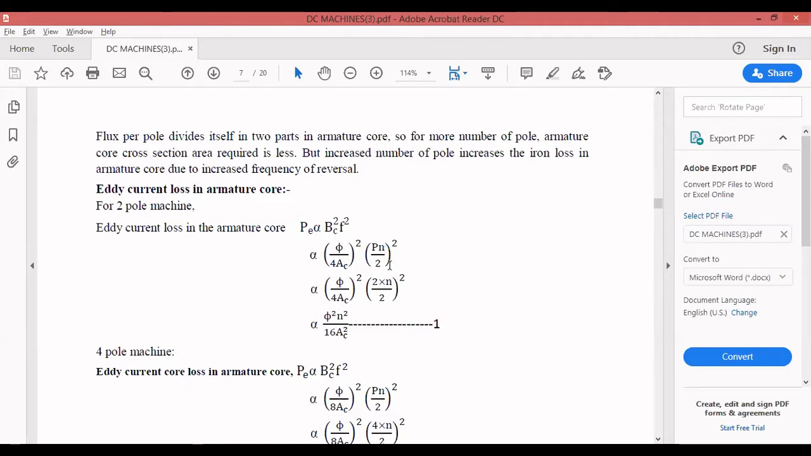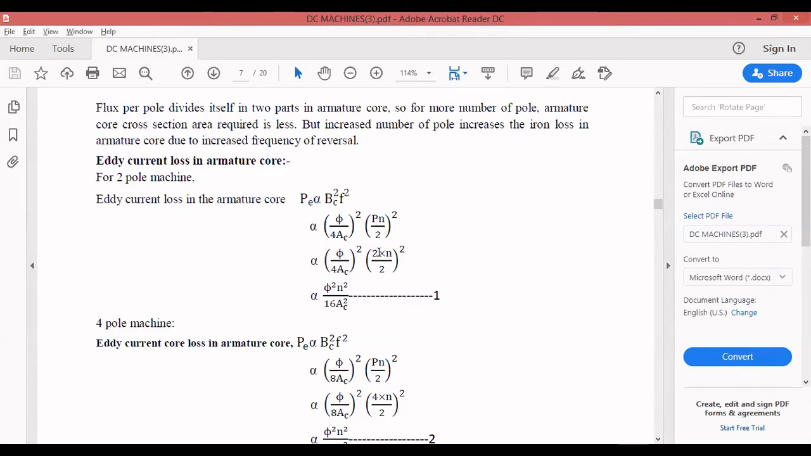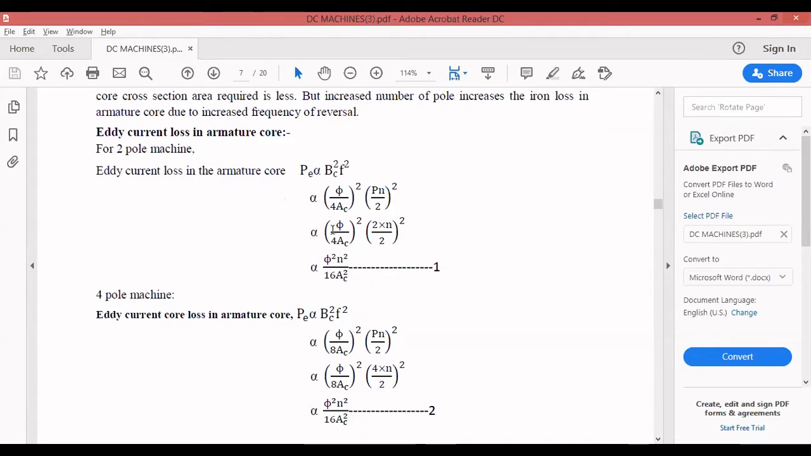And Pn by 2, nothing but the equation for frequency of flux reversal. Pn by 2, whole square. Now for a two pole machine, P is equal to 2, so 2 into n divided by 2, and π square, 4ac square. Then if you solve this, what do you get? π square n square divided by 16 ac square. What is ac? It is nothing but what?